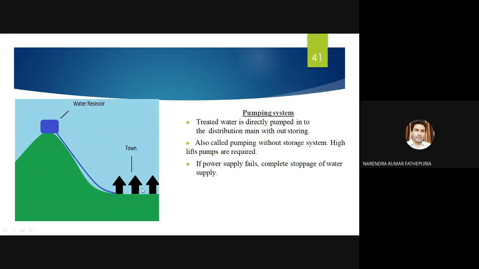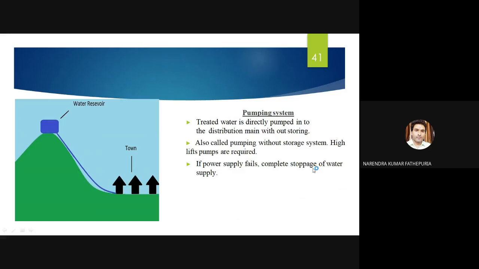So this is the gravity system, where the town is situated here. This is the water reservoir. So treatment on the top and then this is the gravity system. Directly water will come there without any intermediate pumping station. Now for the pumping system, the treated water is directly pumped into the distribution main without storage, also called pumping without storage systems, and high lifting pumps are required.